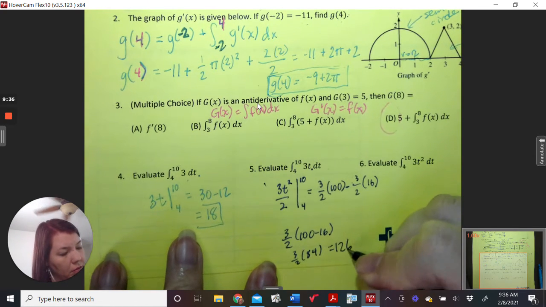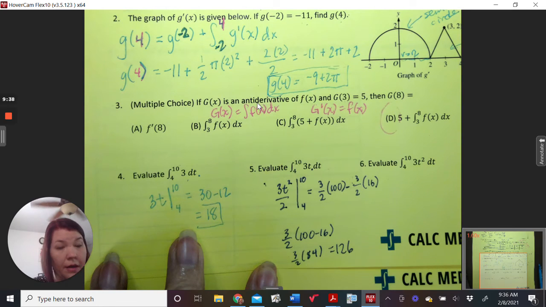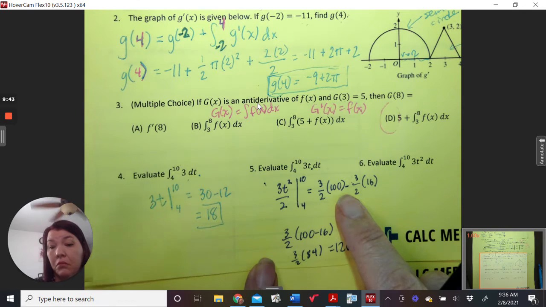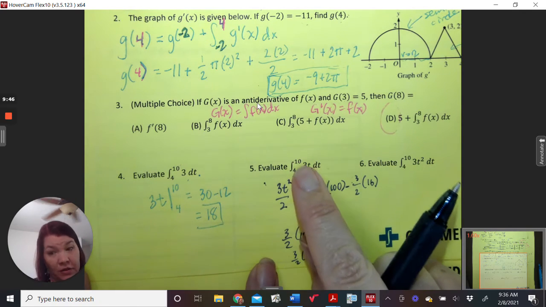Okay. Now, for a free response question, stopping here. Stopping even there. This is not a free response level question, though. You're going to have to go to 126.